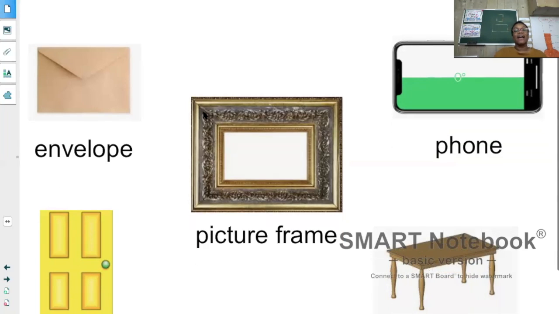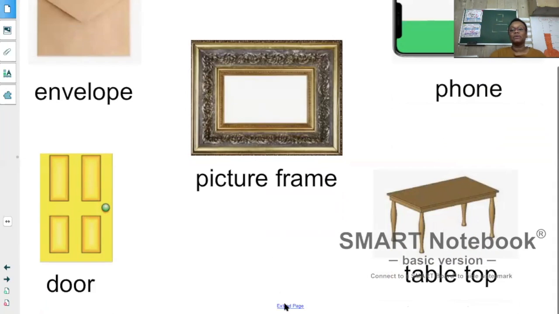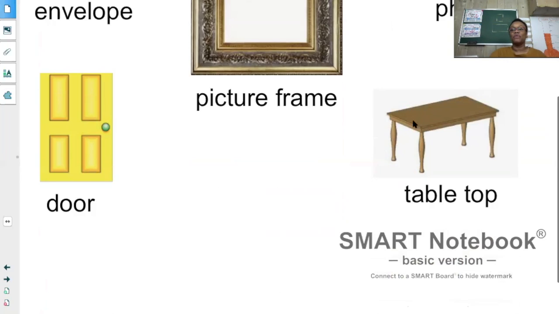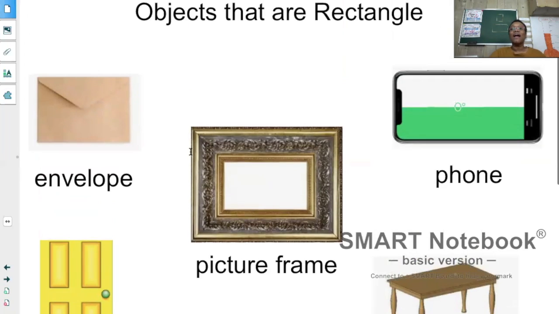So we have envelopes. And what about our phones? Opposite sides are equal. A picture frame can be in the shape of a rectangle. A tabletop can be in the shape of a rectangle. And a door. So here are items that I found that can be in the shape. What items did you find?